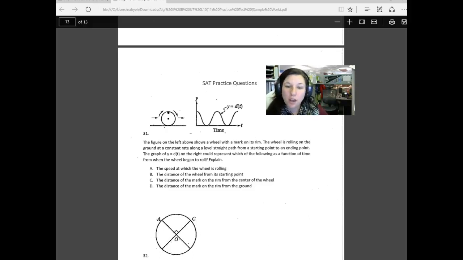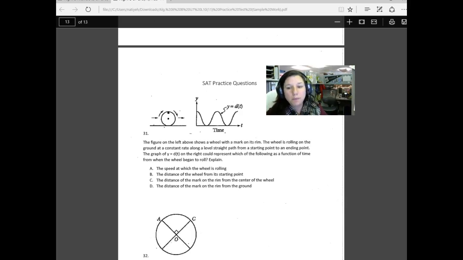Number 31, the figure on the left above shows a wheel with a mark on its rim. The wheel is rolling on the ground at a constant rate along a level straight path from a starting point to an ending point. The graph of y equals d of t on the right could represent which of the following as a function of time from when the wheel began to roll.